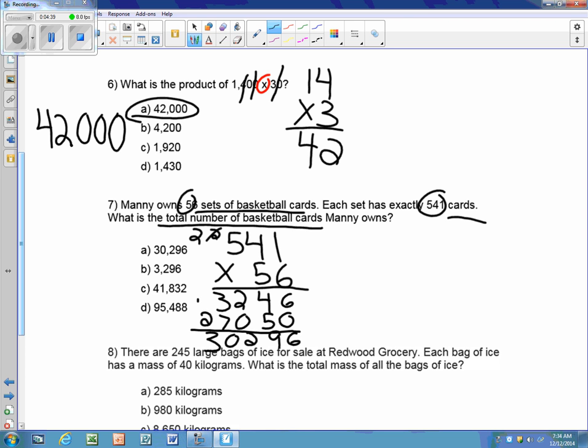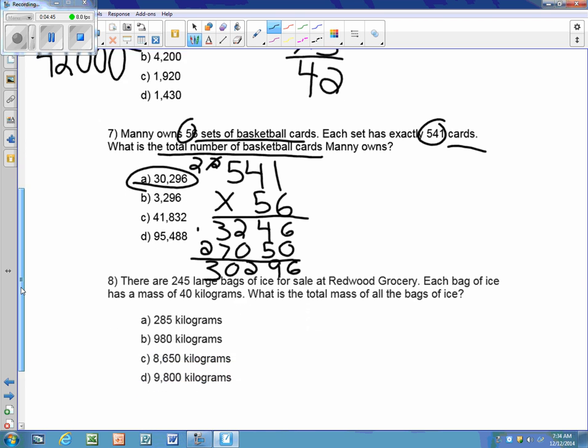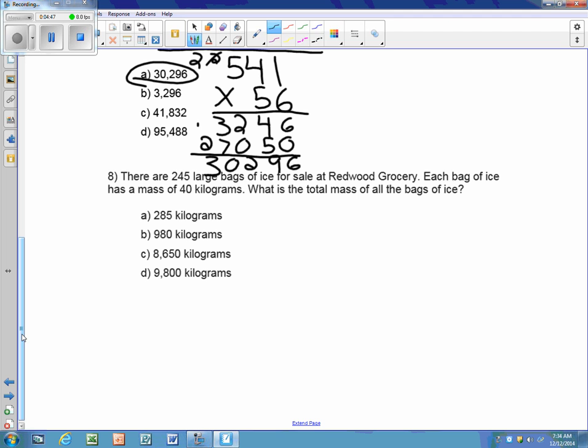And I get 30,296. That answer is there. So there's a good possibility that that's my answer. So the answer is A. Number 8, there are 245 large bags of ice for sale.